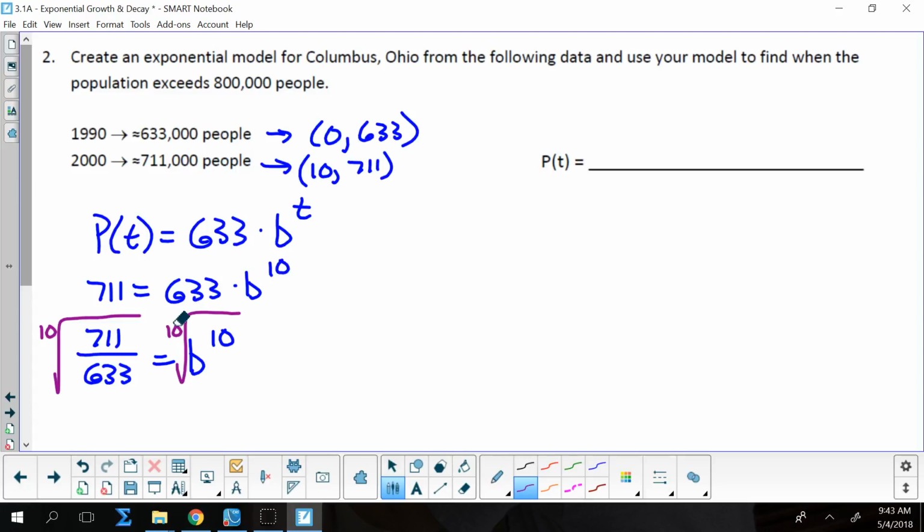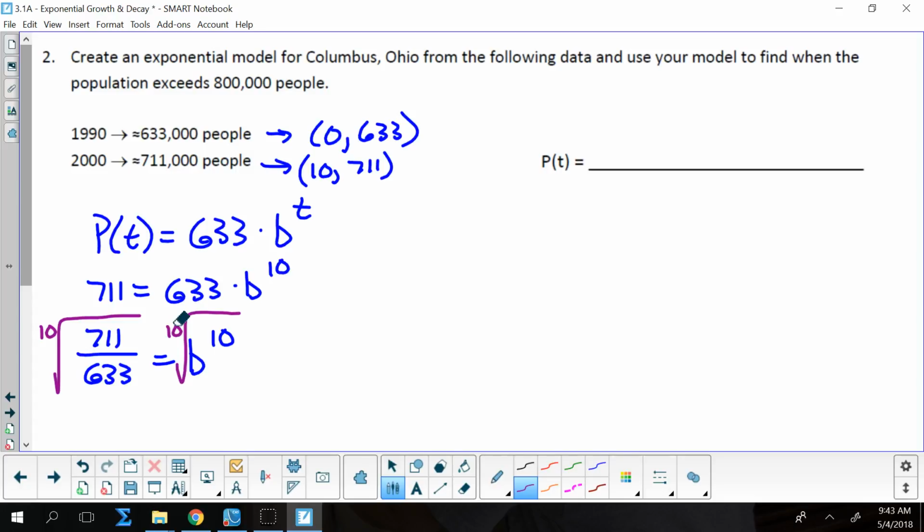So you go 711 divided by 633, and then I hit equals. And then I would caret it to the 0.1, or caret it to the, open parentheses, 1 divided by 10. The kicker is you gotta have that in parentheses. And then you get that. You can also write 10, then second, and then the x-root key, but you gotta put the 10 in first.